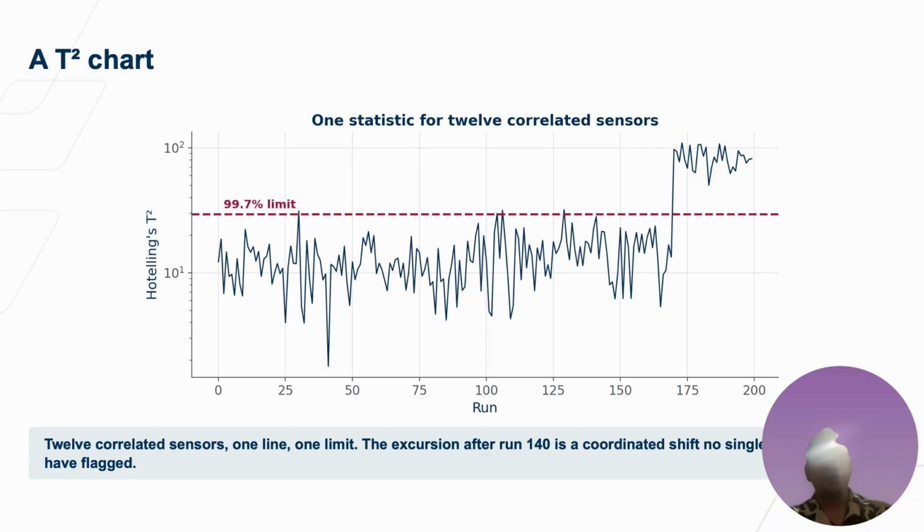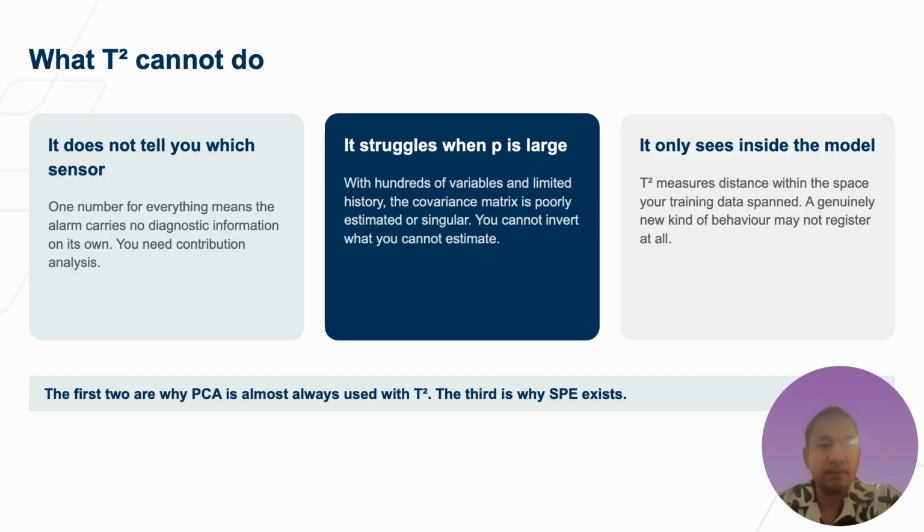The good news and the immediate limitation. One chart instead of 12, a proper false alarm rate, and it caught something univariate charts would have missed. And it tells you absolutely nothing about which sensor is responsible. That is the next slide.